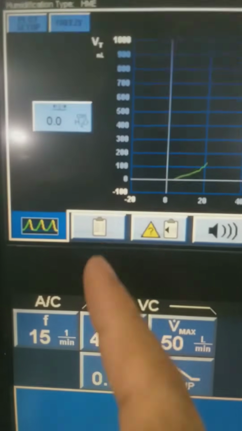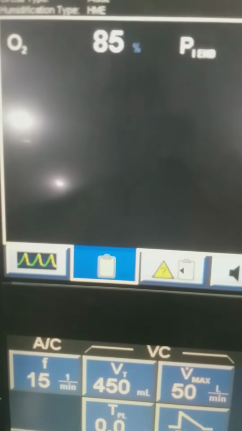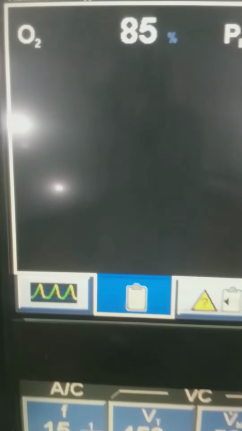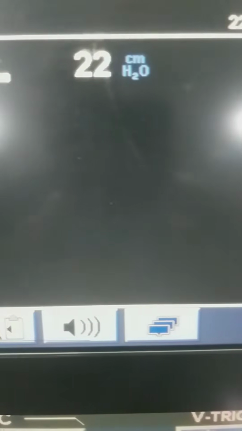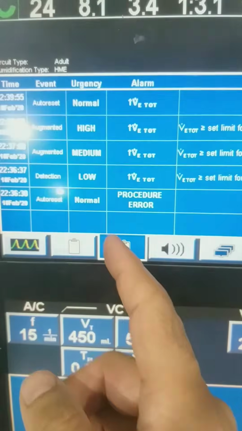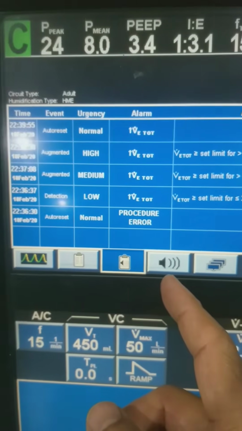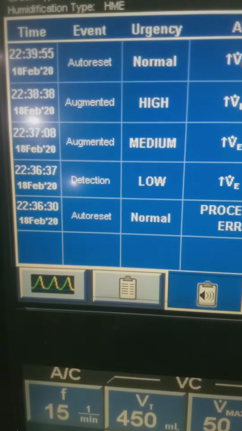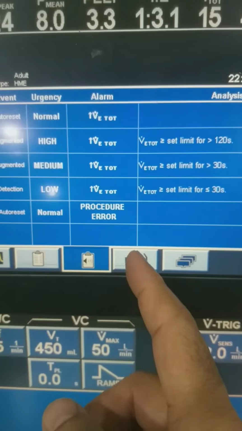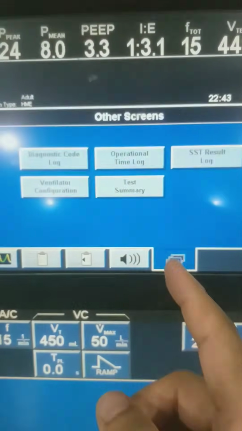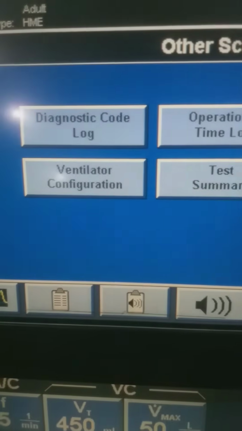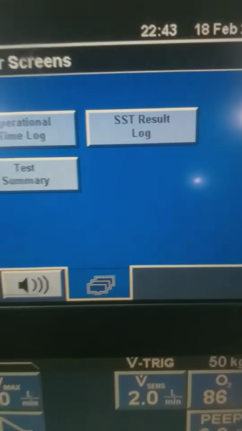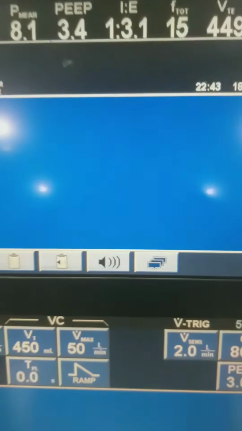So after the plot setup, there are some other buttons. If we press this one, it shows us the battery status and how much percentage is left, and there are certain other oxygen cells and different other things on this screen. Now this button shows us the history, how it was in the last days, date wise. Then there are two other buttons which show us the ventilator configuration. These are mostly for the biomedical people.